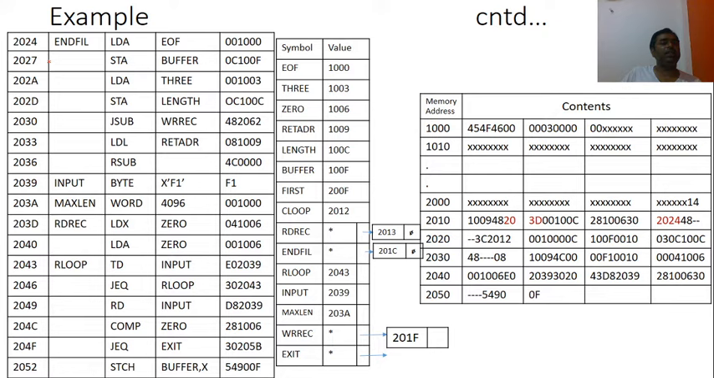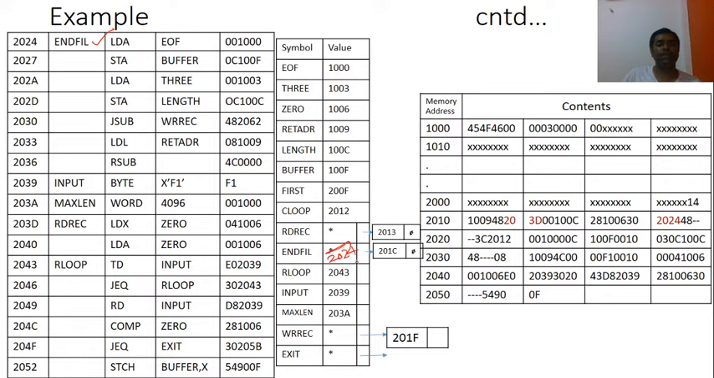The instruction at address 2024 is ENDFIL LDA EOF. There is a label ENDFIL, so we have to insert this label in the symbol table. You can see ENDFIL is already inserted, but it was undefined earlier. Now it has been defined here. What is the value corresponding to ENDFIL? That is 2024. So the value corresponding to ENDFIL will be 2024.